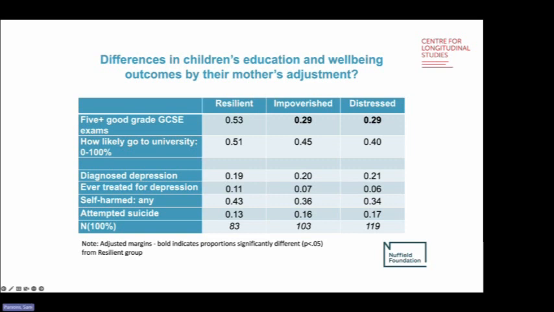More than half of the children of resilient mothers achieved this standard, and also more than half expected to go on to university. And this puts them more or less on a par with their peers in the general population sample. Regarding their mental health outcomes, there are, however, no significant differences between the teenagers by maternal care experience. The teenage children of resilient care leaver mothers report similar levels of mental health problems and distress as the children of impoverished and distressed care leaver mothers. And if anything, they even report higher levels of being treated for depression and self-harm, although these differences do not differ significantly.